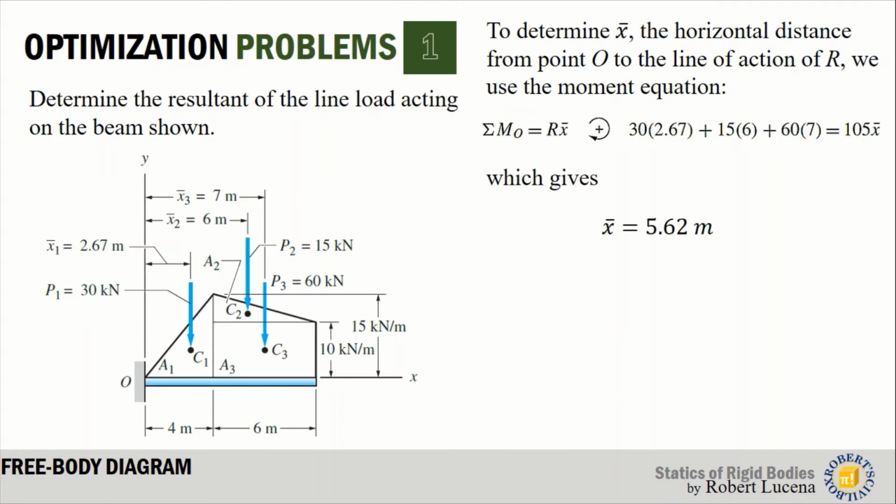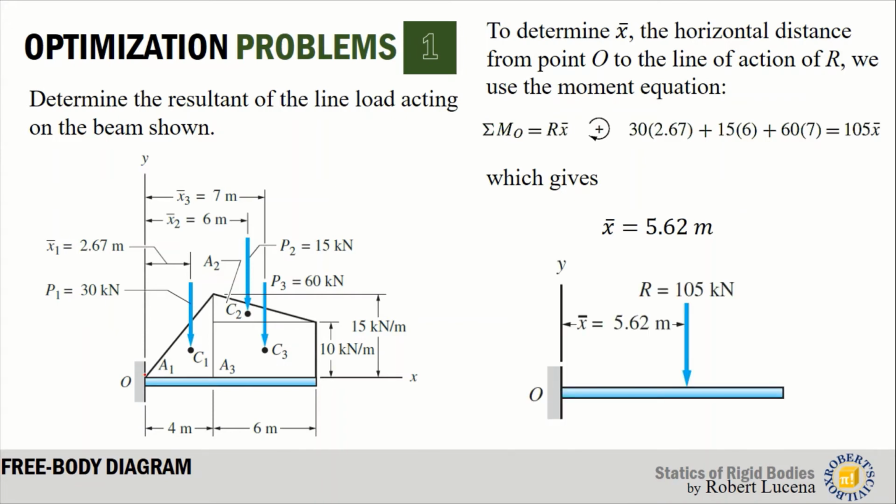And solving for x bar by algebra, we get x bar equals 5.62 meters. And we could say now that the resultant passes 5.62 meters away from point O. So there we have the diagram wherein we can see the resultant, 105 kilonewton, is 5.62 meters away from point O.